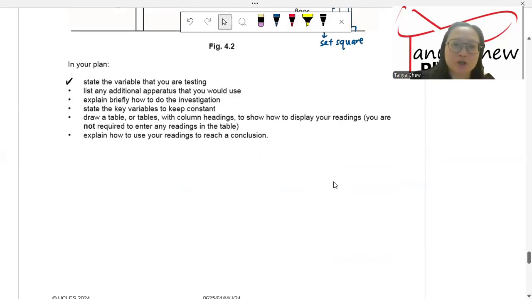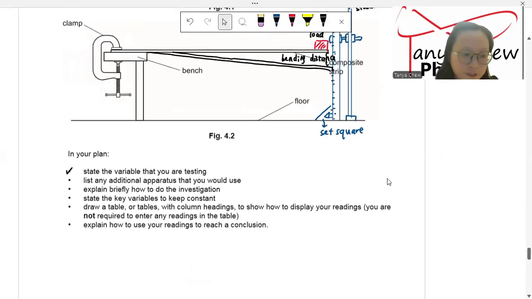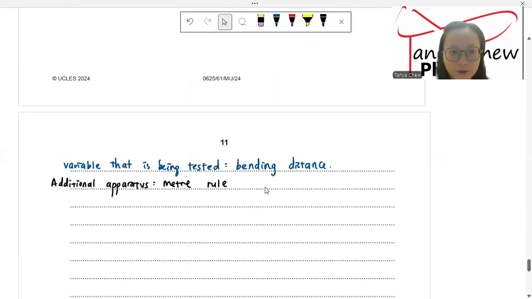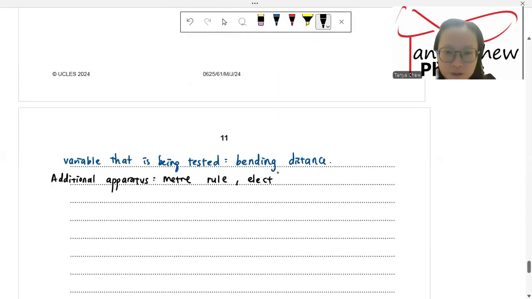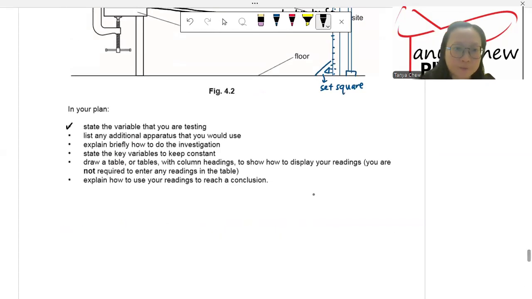Second part, list any additional apparatus that you would use. So I'll just write that down. Additional apparatus. You saw what I drew. I use meter rule. And then maybe electronic balance, because I want to measure the mass of the load first. And then the set square that I use because I want to make sure that the rule is vertical. I have done the second part.